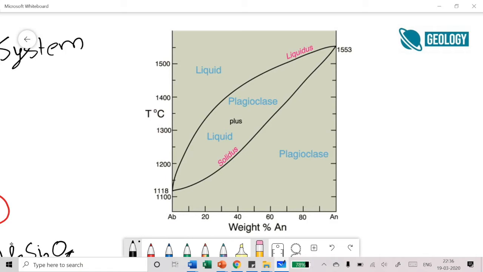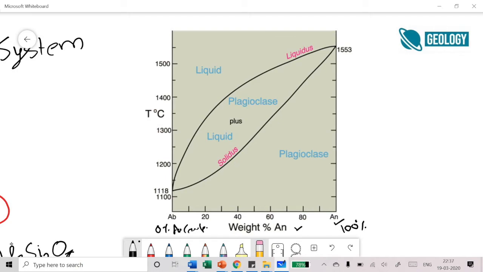Now I want you to take a good look at this picture. On the x-axis you have your composition, and on the y-axis you have your temperature in degrees Celsius. On the x-axis the composition is plotted in terms of weight percent of the anorthite component. So if you are on the anorthite end, you have 100% of the anorthite component, whereas if you are on the albite side, you have 0% of the anorthite component. And if you're in the middle, you have both, some part of it is albite, some part is anorthite.